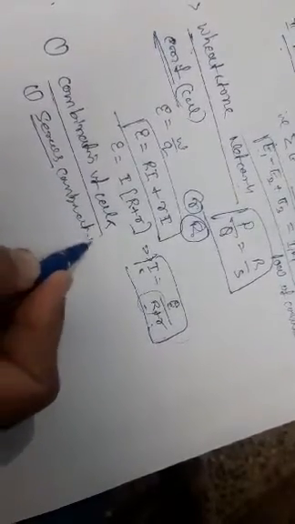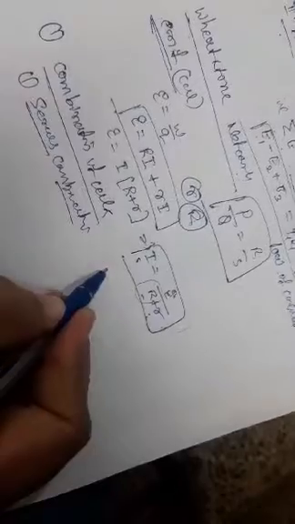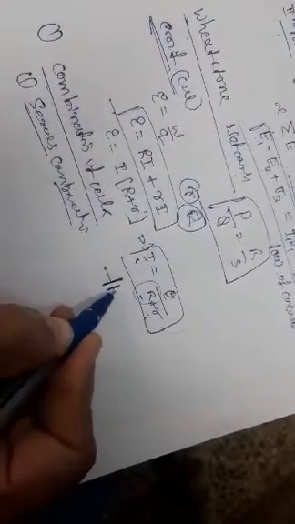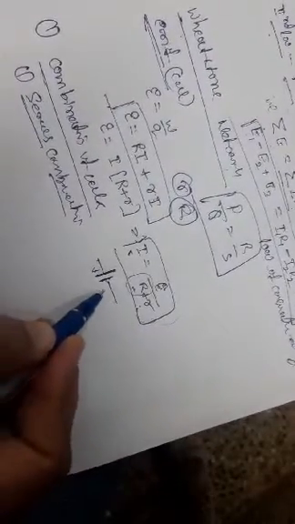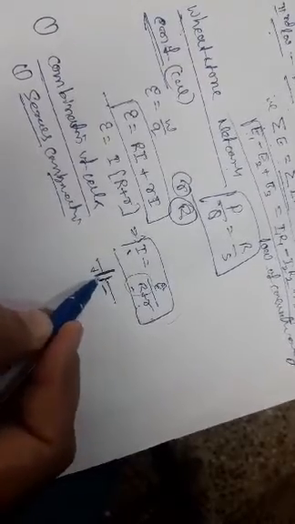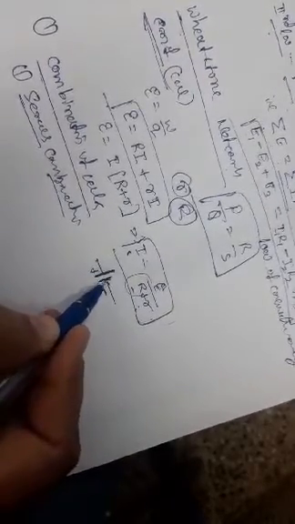First, series combination. This is the symbol of a cell. It consists of two conductors, one positive and another negative. One conductor is big, another is small, and they are parallel to each other. That is the symbol of an EMF cell or battery cell.